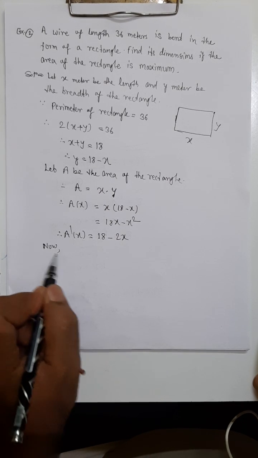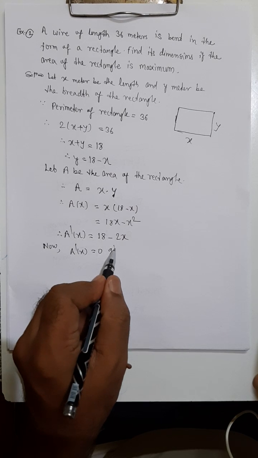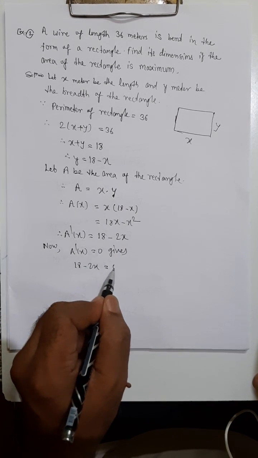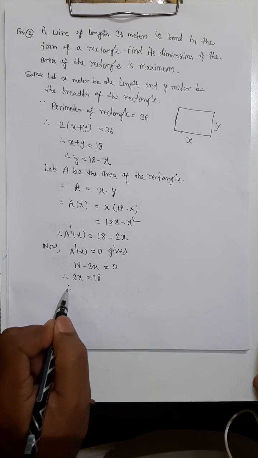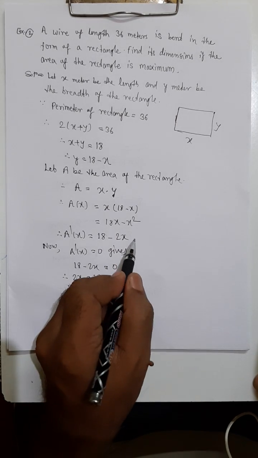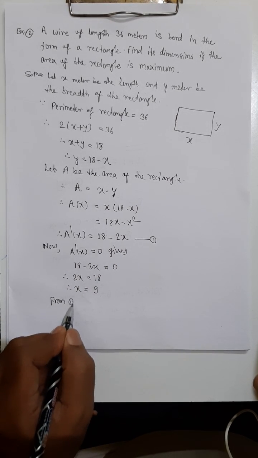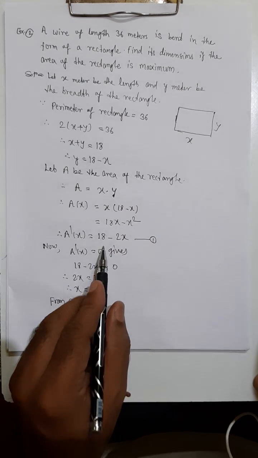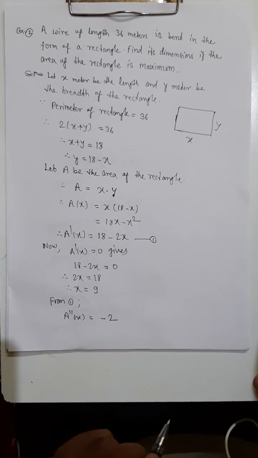Next step, we solve the equation A dash x is equal to 0, which gives 18 minus 2x is equal to 0, and this gives 2x equal to 18, and x equal to 18 upon 2, that means 9, and we get the point as 9. Next step, from equation 1 we can find the second derivative. So A double dash x is equal to the derivative of 18, which is 0, and the derivative of minus 2x, which is minus 2.